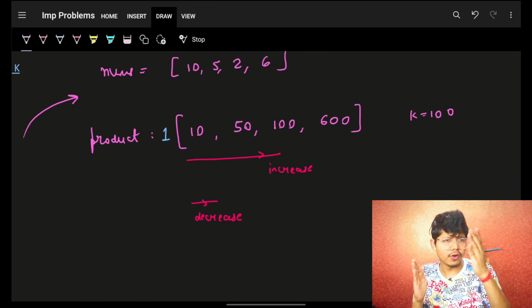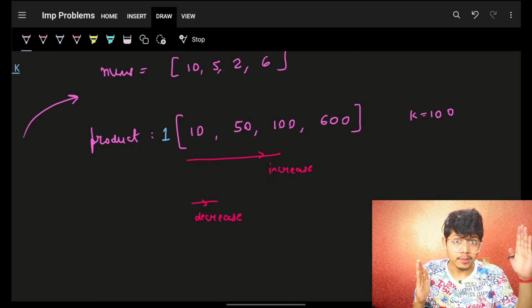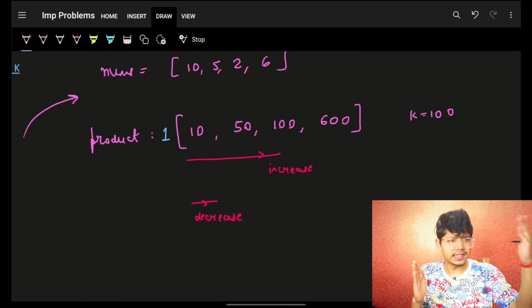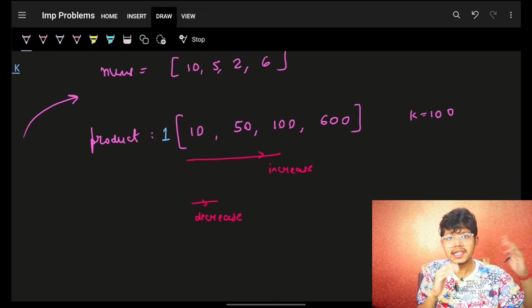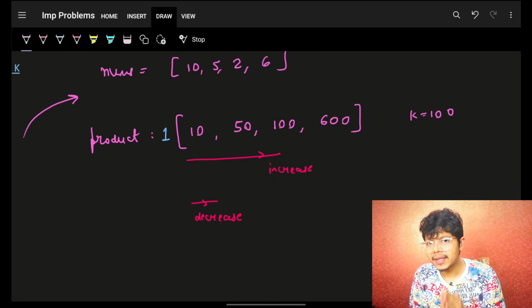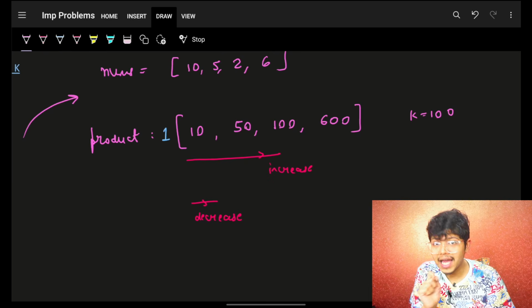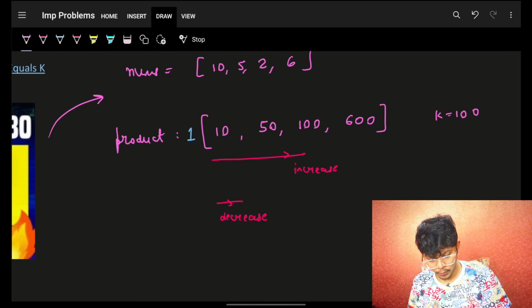That's the reason I can say for sure, okay, if my j pointer moves, my product is increasing. Oh, it has become more. Now move your i pointer, it decreases. That is the reason you can apply your simple two pointers.